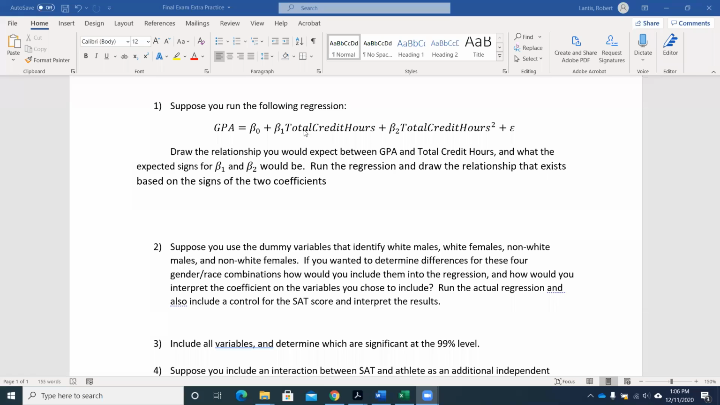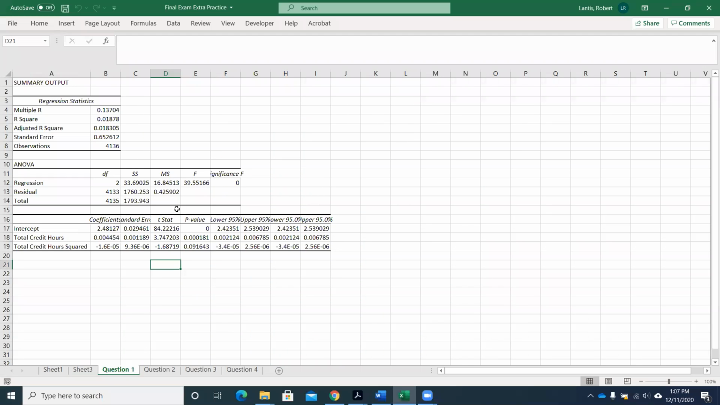Now, if for some reason you believed a different relationship, maybe it was negative, right? Maybe I'm taking more classes, I have an opportunity to do worse. Then you would draw out the signs, and you would put a different sign on each one of those coefficients. But for the example we have, going into it, we're thinking this is likely positive and the coefficient on the square term is likely negative. So we run the regression, and sure enough, we find a positive term on the total credit hours, and the square term is negative.